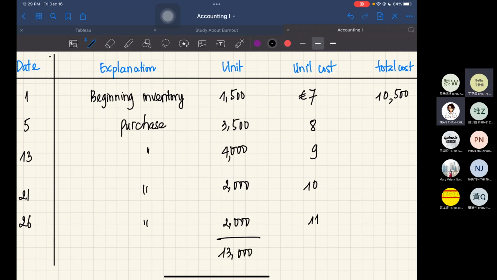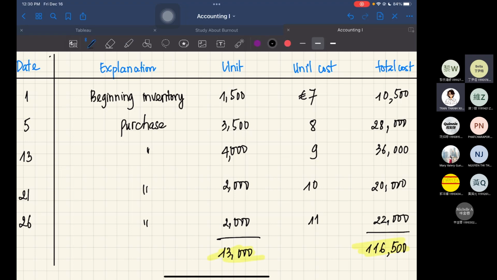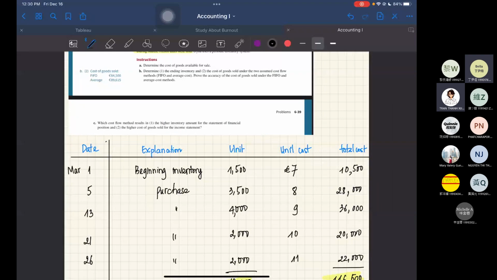I have 13,000 units for the total cost. Okay, I have the total cost here and total units here. So what is the cost available for sale?